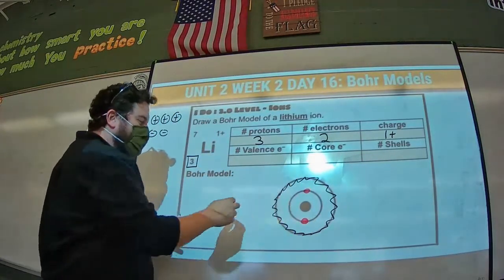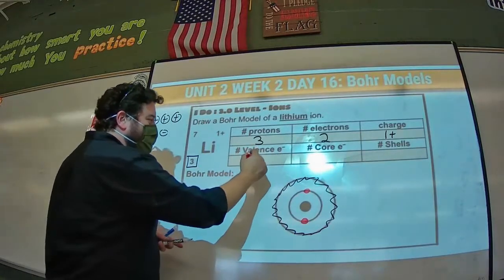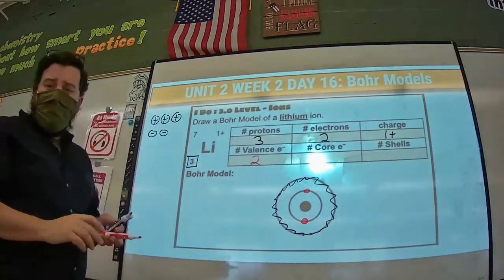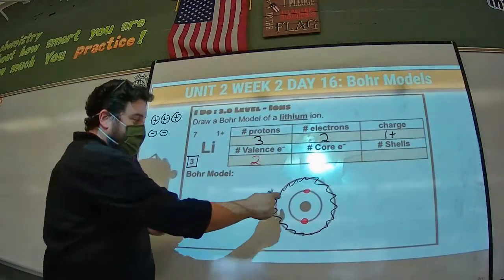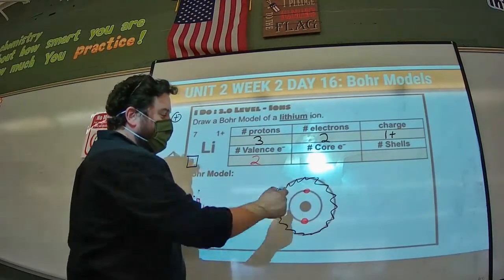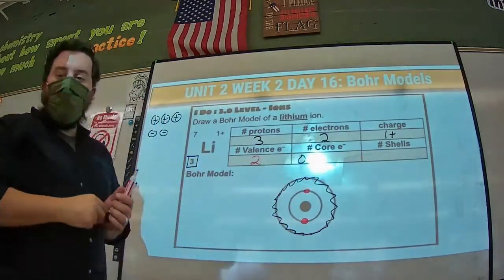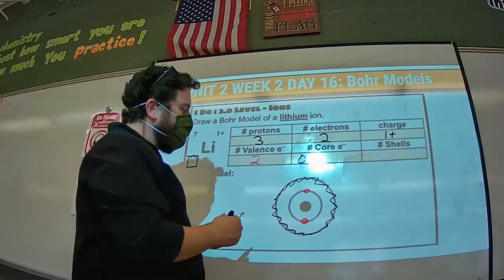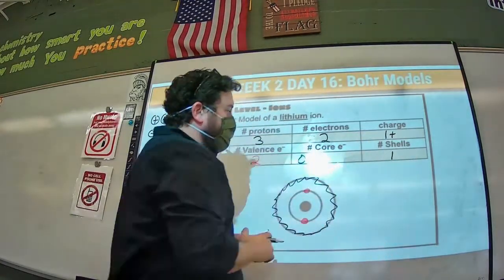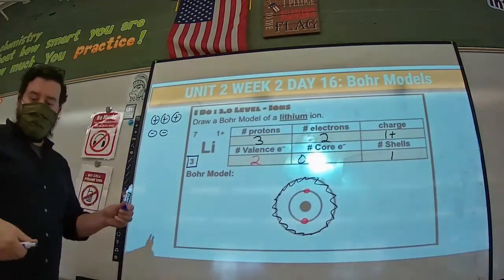So this atom, this model of lithium, has 2 valence electrons. It has 0 core electrons. There is nothing between the valence and the nucleus. And we used 1 shell to create this model. So we only used 1 shell. Let's take a look at another example.